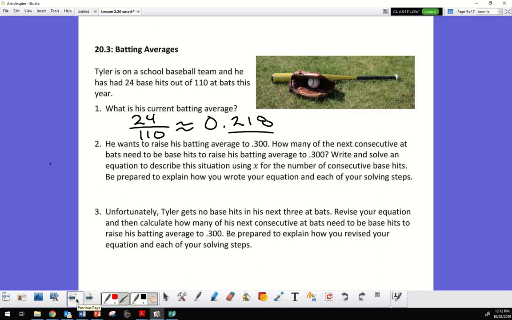So right here, it's going to be the number of consecutive hits, so that's going to be 13 consecutive hits.